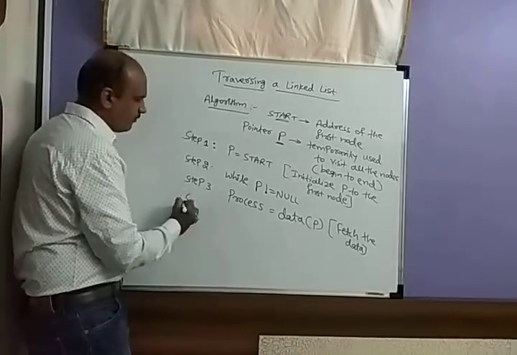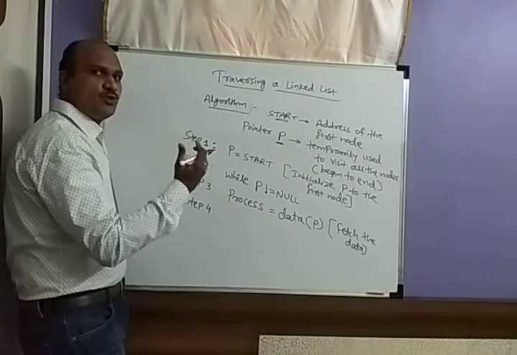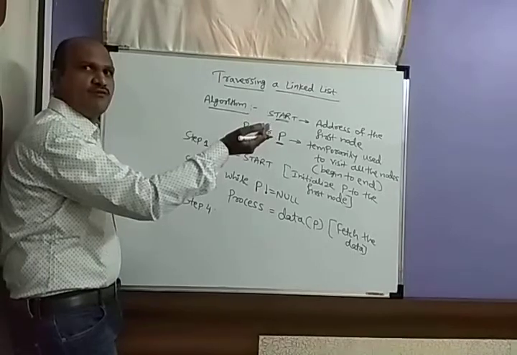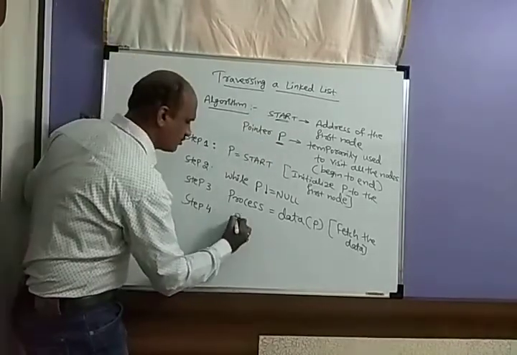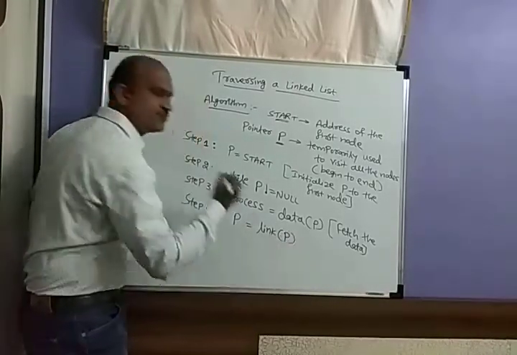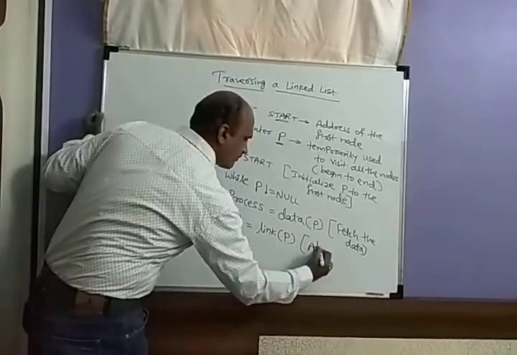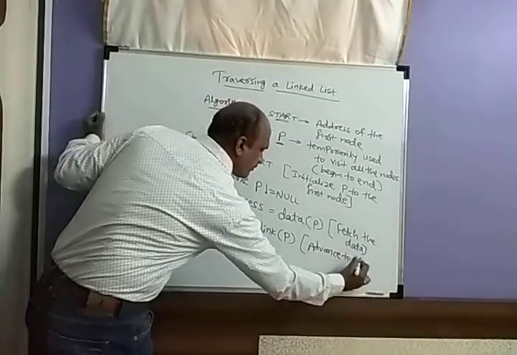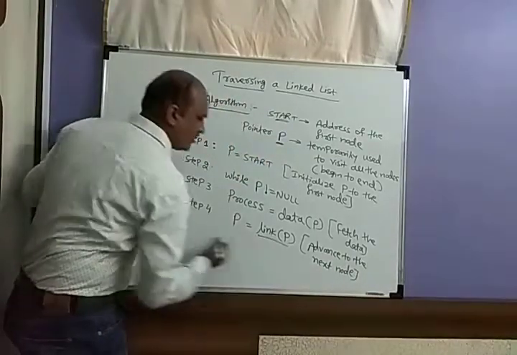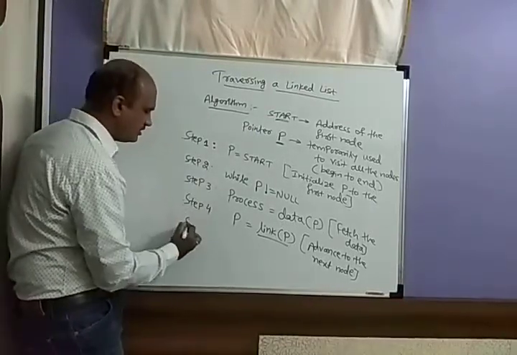Okay. Then step 4. What remains is, as I told you, after data fetching, again it will go to the link to the next node. That is, P is equal to link of P. Here we are using the pointer for that, link of P. Link of P means it will advance to the next node, because from the pointer link we are going to the next node. Okay, so this is how we have to follow all the steps repeatedly.